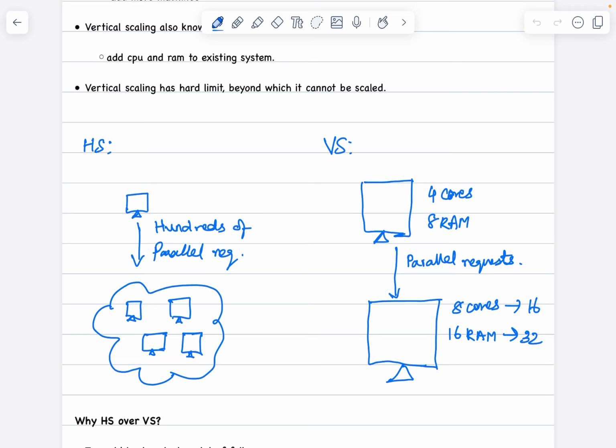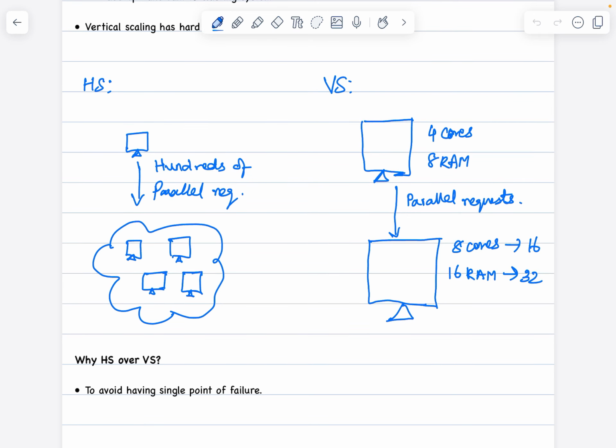The major drawback of vertical scaling is that you cannot keep adding more cores to a single system. There is a hard limit on the number of cores or the amount of RAM you can add to this particular system. But also, one of the major points to understand between horizontal scaling and vertical scaling is that in vertical scaling you have one system, so if it goes down, your whole application goes down. But when it comes to horizontal scaling, if a system goes down, the request can be sent to the other systems present in the cluster. It can avoid the single point of failure.